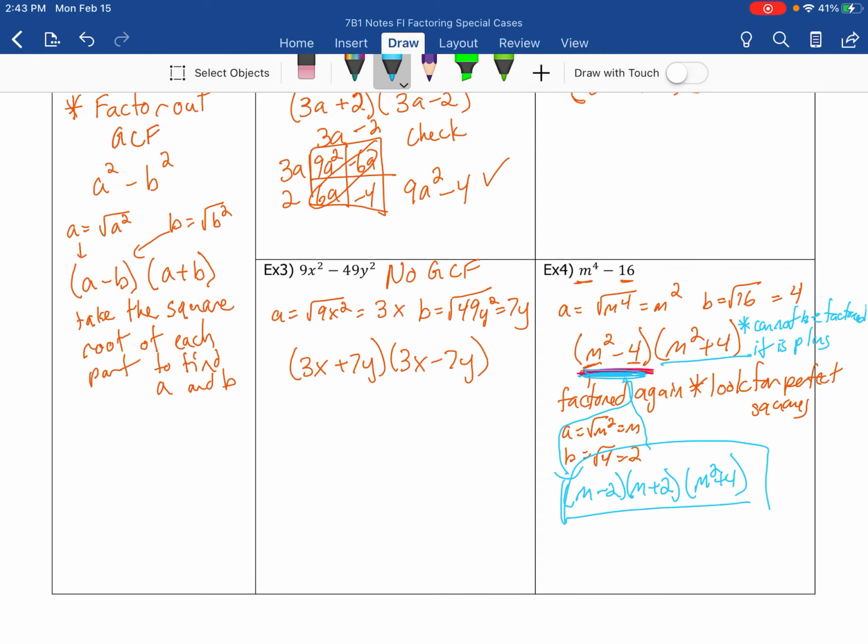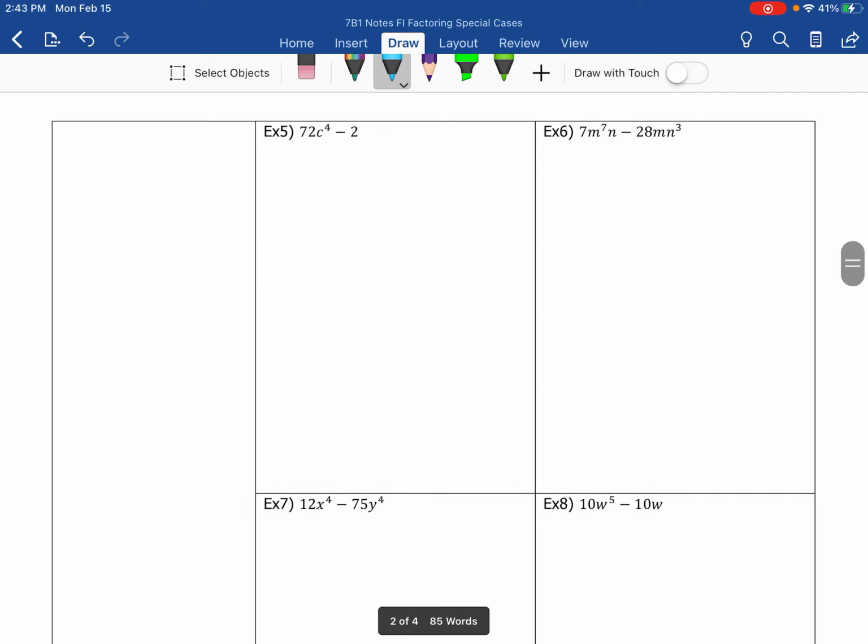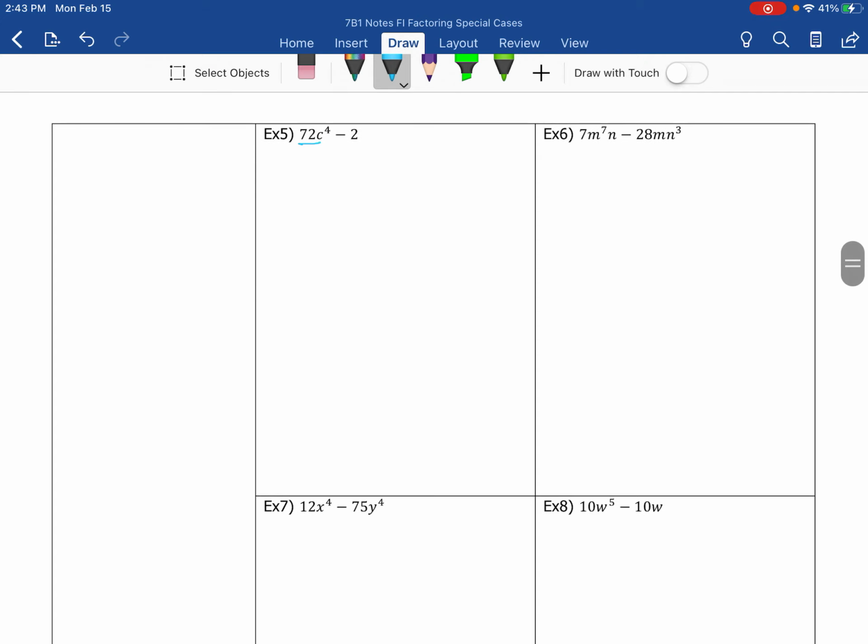Okay, and so we just leave this as m squared plus 4. All right, so let's just do a few more. So that's your final answer there.